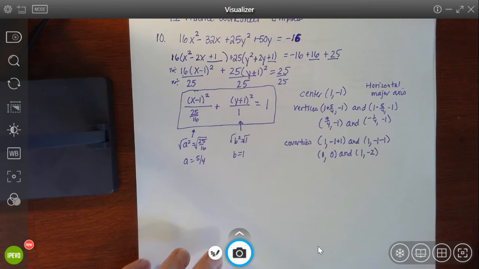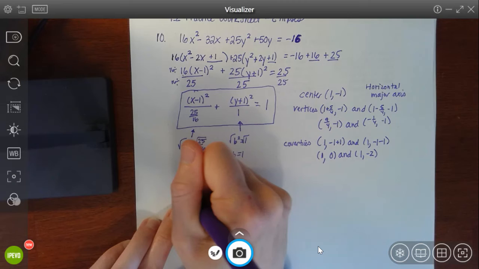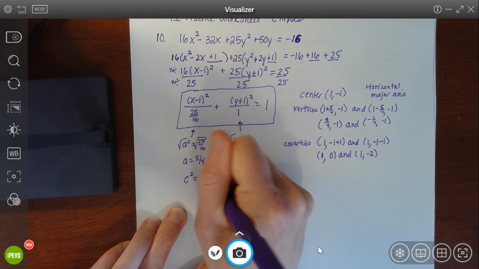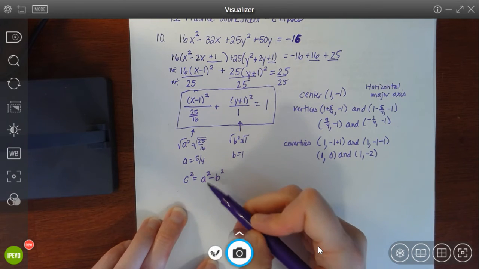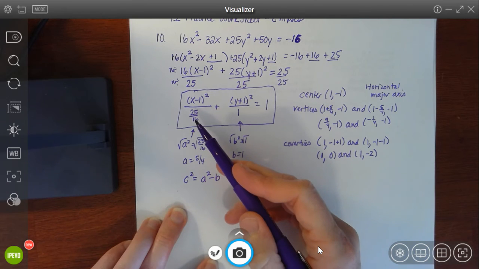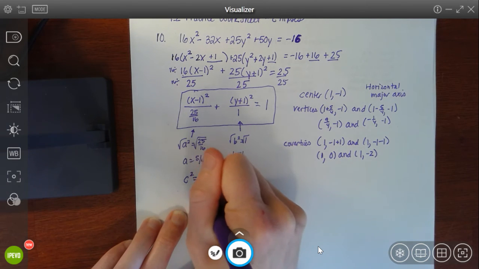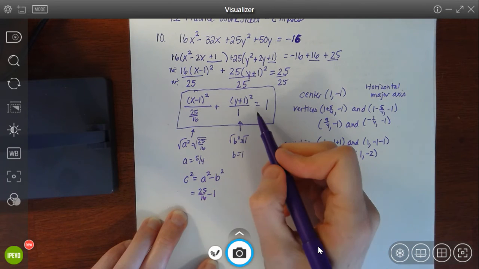Now, the last thing it was asking you to find were your foci and your eccentricity. Your foci and your eccentricity both rely on the value for c. So I need to work through and actually find my value for c before I can answer those questions. So remember, c squared is equal to a squared minus b squared. And if you always make sure you remember that a squared is your bigger number, this will always be easy to work out. So I'm going to take 25/16 minus 1 for my a squared and my b squared value.